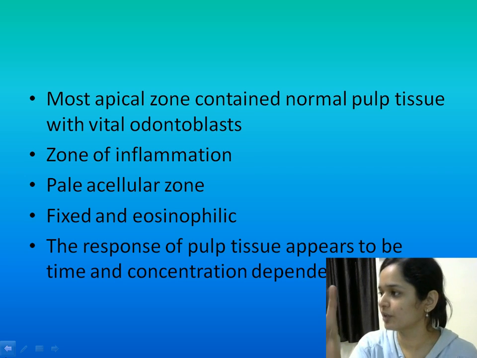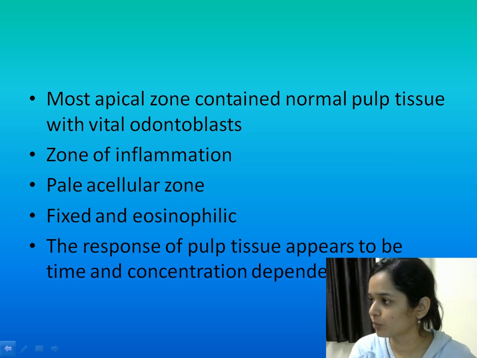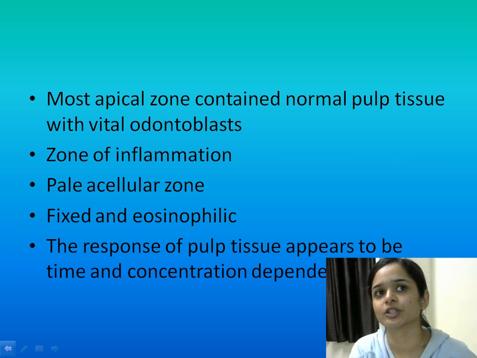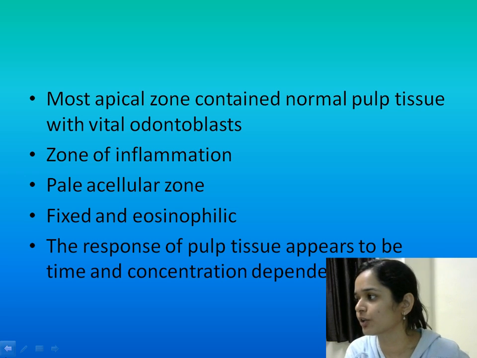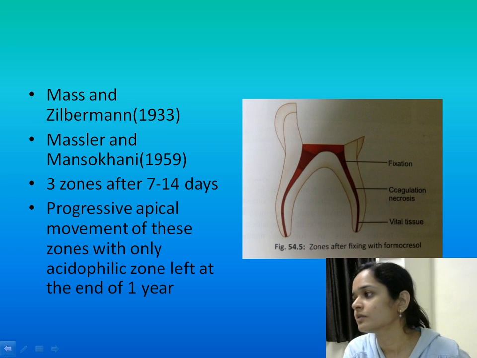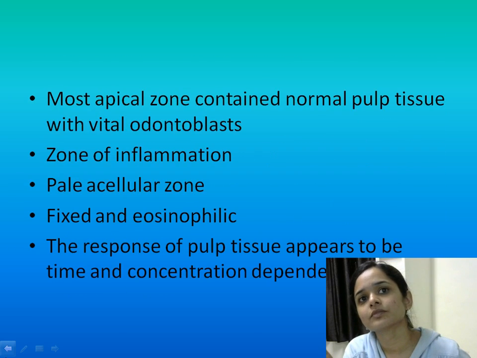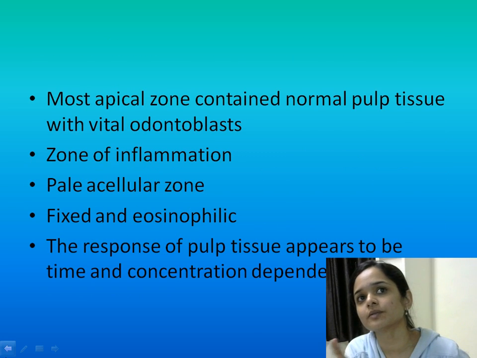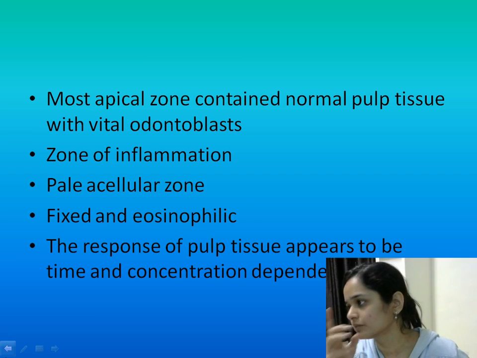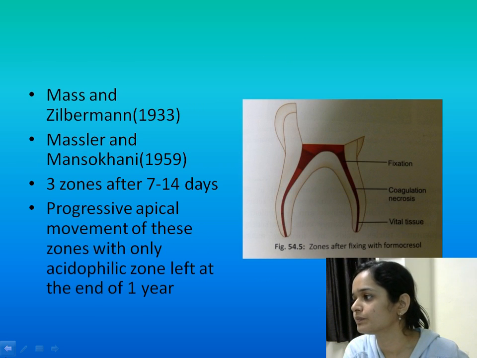The more the concentration, the more will be the zone of fixation. The more time it is placed, the more will be the zone of fixation. So first will be the fixed eosinophilic zone. Beneath that, the pale acellular zone, which is that of coagulation necrosis we just saw in the diagram. Below that, the zone of inflammation, which was not shown in the diagram, and below that, vital pulp. You want to see? First is fixation, eosinophilic. Second is pale acellular, which correlates with coagulation necrosis. Then the zone of inflammation is not shown here. And apical most, which is written above, is vital pulp.